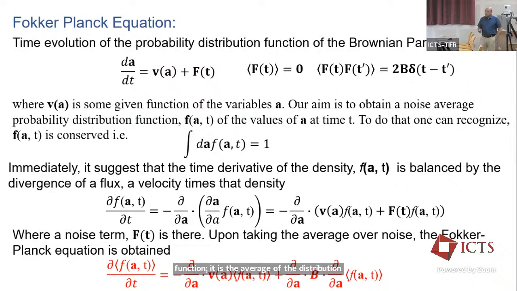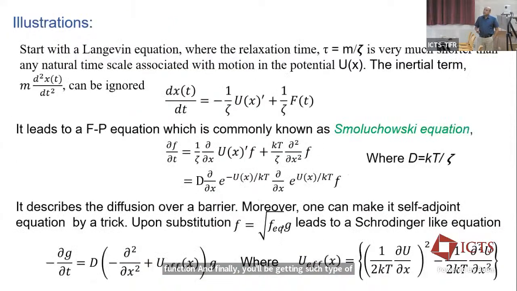Okay, so if it is like that, we can take an example and illustrate how this Fokker-Planck equation works. So start with the Langevin equation. We can take this kind of Langevin equation, where we have ignored the inertial term. So this term, m d2x dt square, we have ignored.